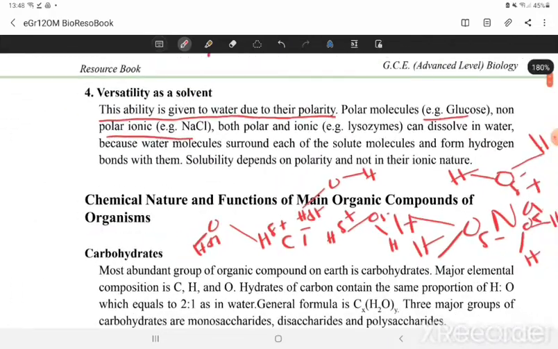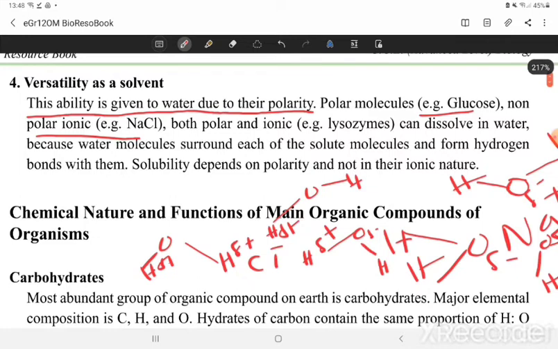Now, the ability is given to water due to its polarity. Polar molecules like glucose, ionic compounds like sodium chloride, and those that are both polar and ionic, like lysozymes. Lysozymes are both polar and ionic, which can be an MCQ point. Lysozymes can dissolve in water: if it's polar, it can have polar interactions, and if it's ionic, it can have these ion-dipole interactions with water.